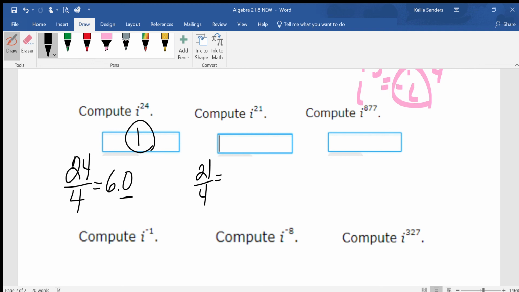21 over 4, which would be 5 1/4. So I'm looking at the 1. Or if you use the calculator, it'd be 5.25. Okay. If I have a remainder of 1, that'd be i to the 1, and i to the 1 is just going to be i.